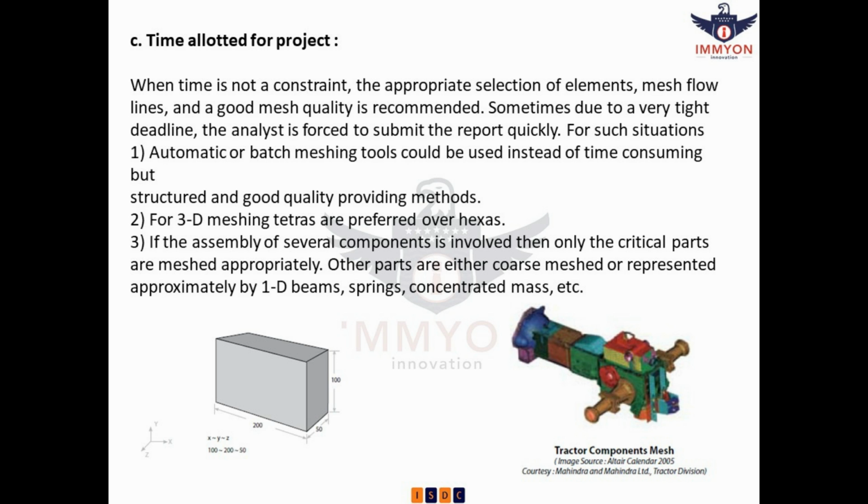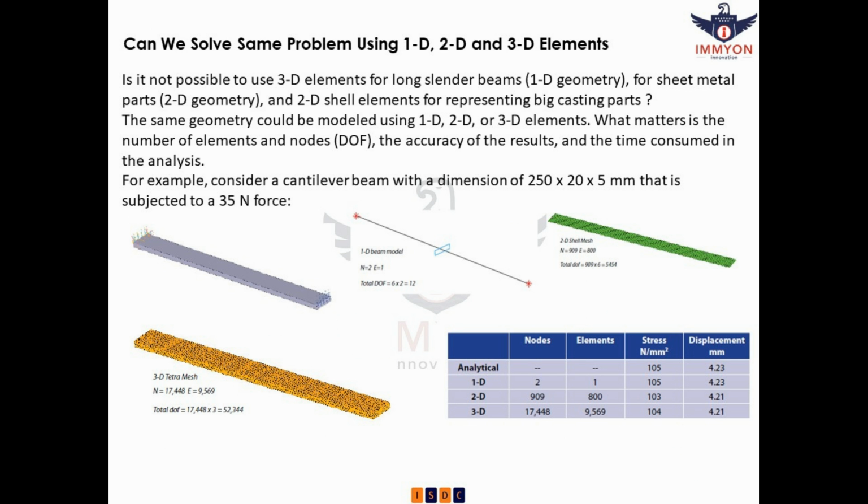Other parts are either coarse meshed, or represented approximately by 1D beams, springs, concentrated mass, etc. Can we solve the same problem using 1D, 2D, and 3D elements? Is it not possible to use 3D elements for long slender beams, 1D geometry, for sheet metal parts, 2D geometry, and 2D shell elements for representing big casting parts? The same geometry could be modeled using 1D, 2D, or 3D elements.